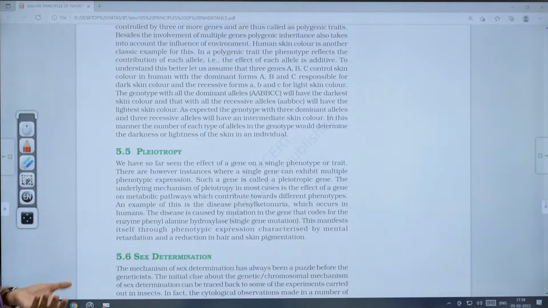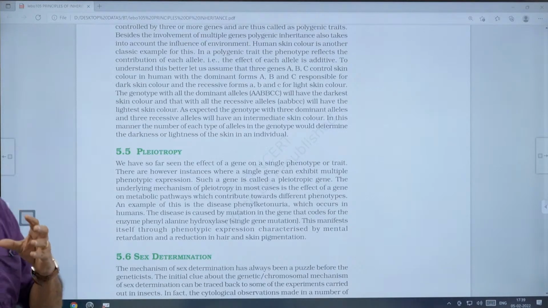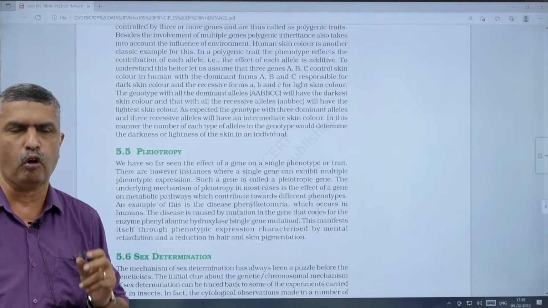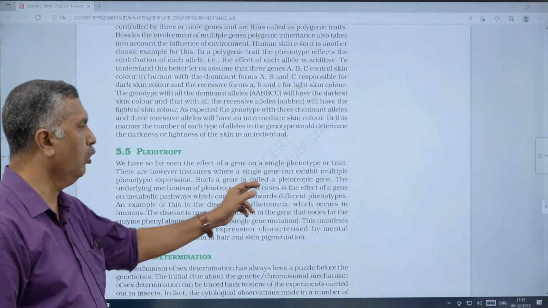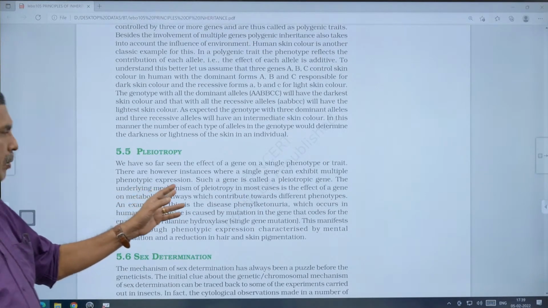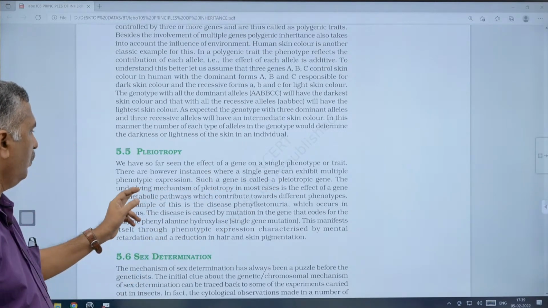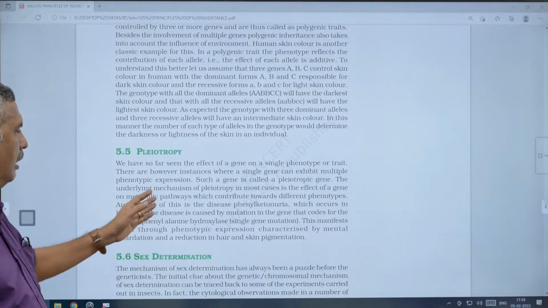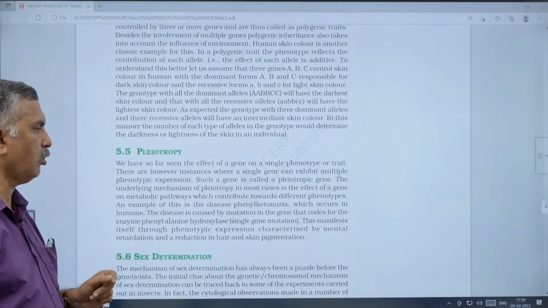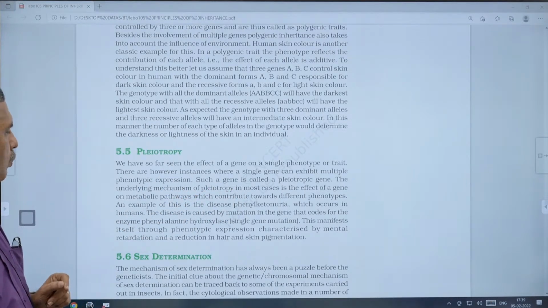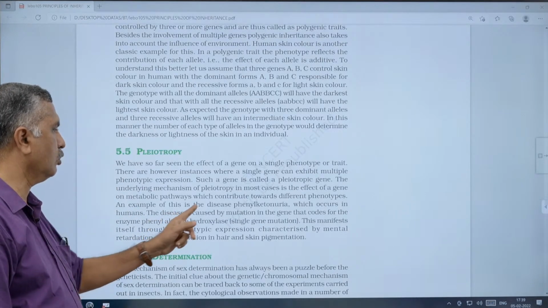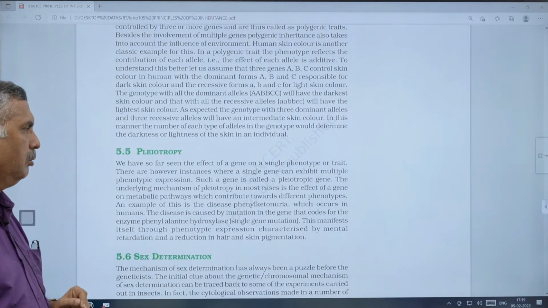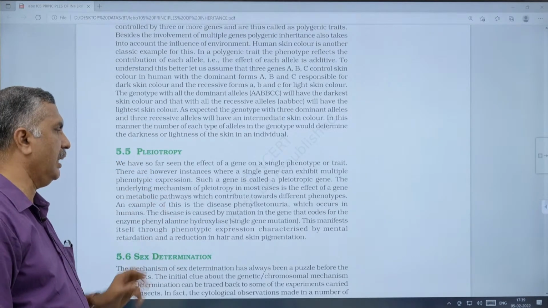That is called a multiple phenotypic expression, or manifold effects of a gene. Such a gene is called a pleiotropic gene. The underlying mechanism of pleiotropy in most cases is the effect of a gene on metabolic pathways which contribute towards the different phenotypes. An example is the case of phenylketonuria, PKU, which occurs in humans. The disease is caused due to the mutation of the gene that codes for the enzyme phenylalanine hydroxylase. So that is pleiotropy; a typical example is phenylketonuria.